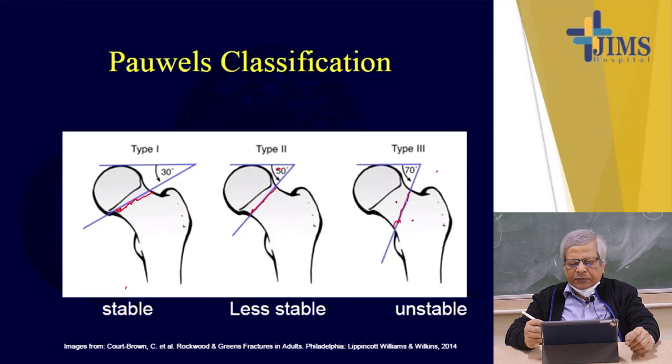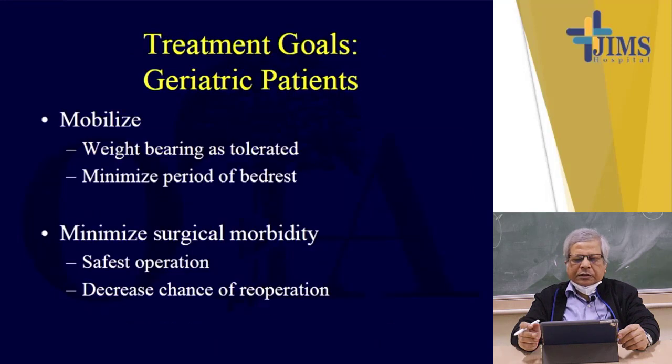So this has a relationship with the prognosis. Even Garden also has the type 4. There is no continuity. That also has a relationship with the prognosis.